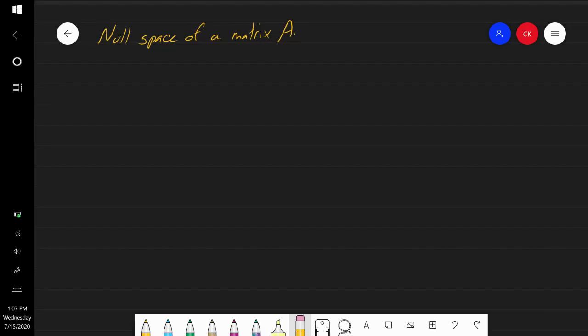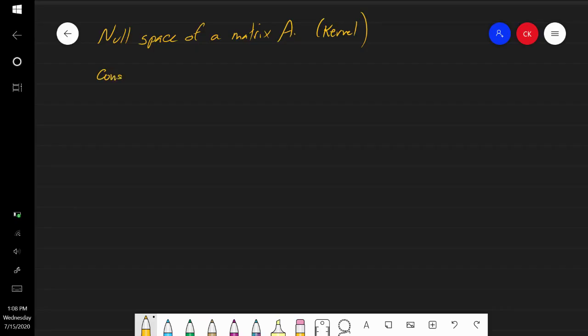Now let's take a look at the null space of a matrix A. So we're back in matrix world here. This is also referred to as the kernel of A sometimes, although I'll generally refer to it as the null space. And it consists of a special set of values x that outputs the zero vector specifically.